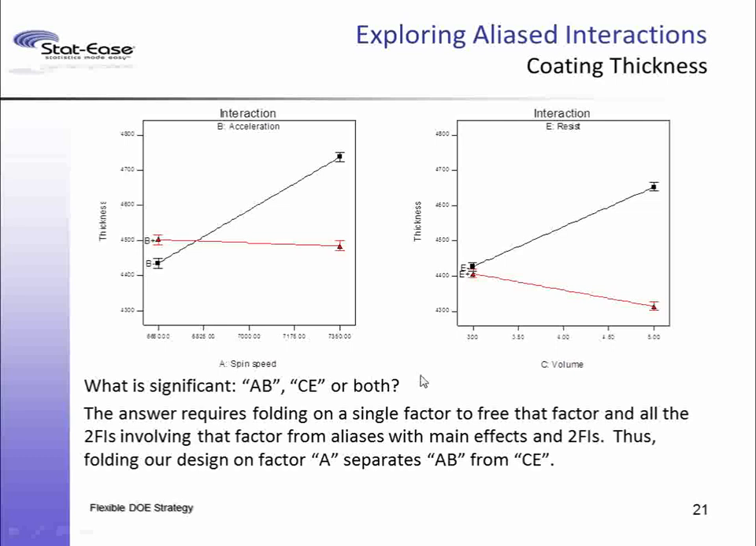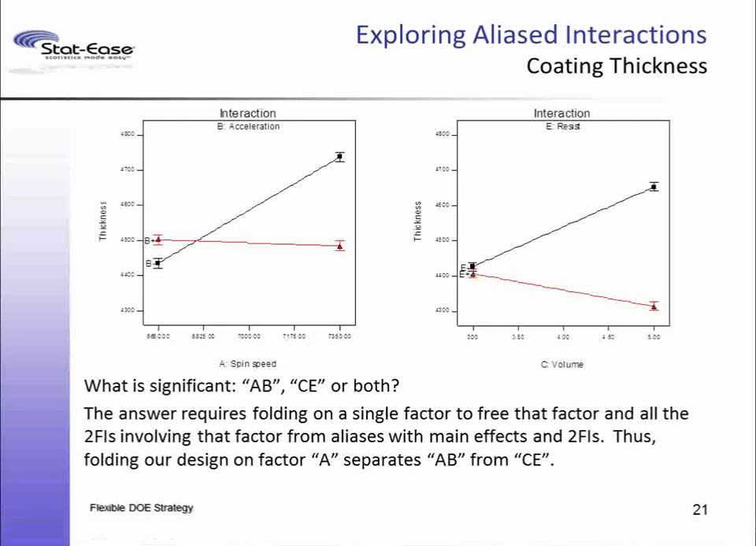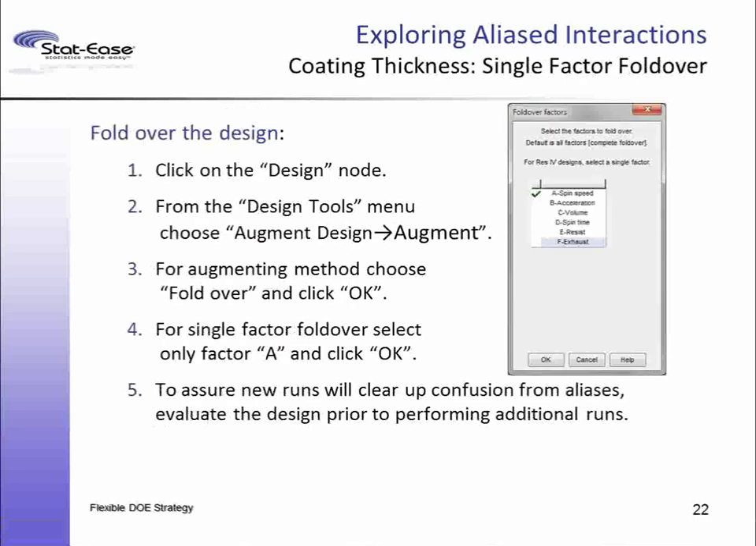All right, so we're going to fold over on a single factor, and this is going to free that factor and all factors involving that particular one from aliasing with other main effects and two-factor interactions. Again, we're going to go to the spreadsheet view, click on the Design Tools menu, and we will augment. When we get to the foldover screen, we will follow the guideline. It says right at the top of the screen, for a Resolution 4 design, select a single factor. We're going to fold over on one of the significant factors.